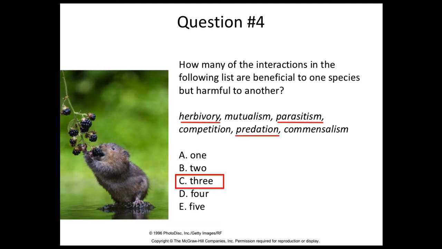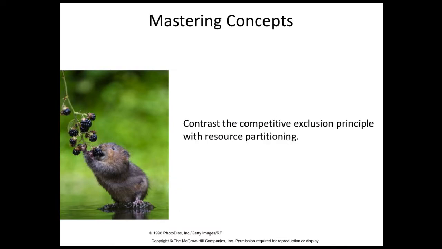And the answer is 3. Herbivory, parasitism, and predation are interactions in which they are beneficial to one but harmful to the other. When you're studying for the exam, make certain that, among other things, you can contrast the competitive exclusion principle with resource partitioning.